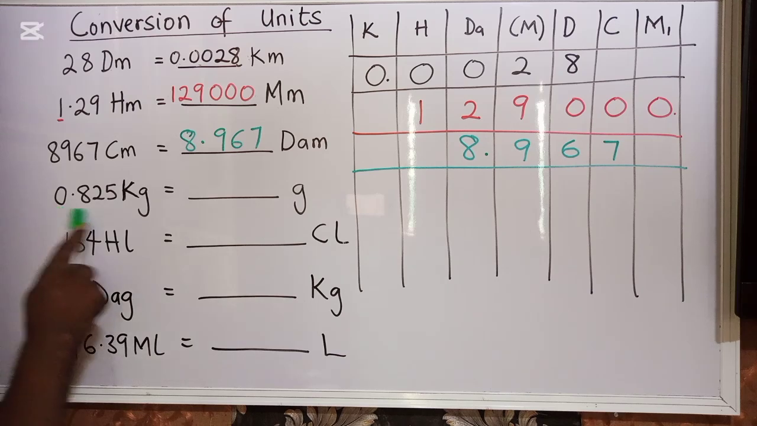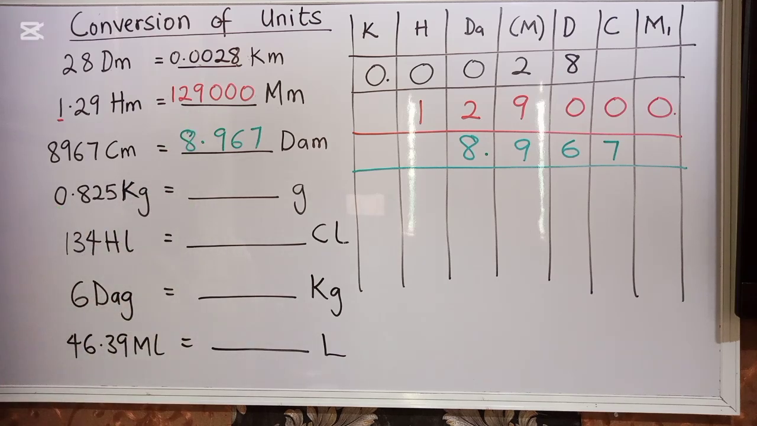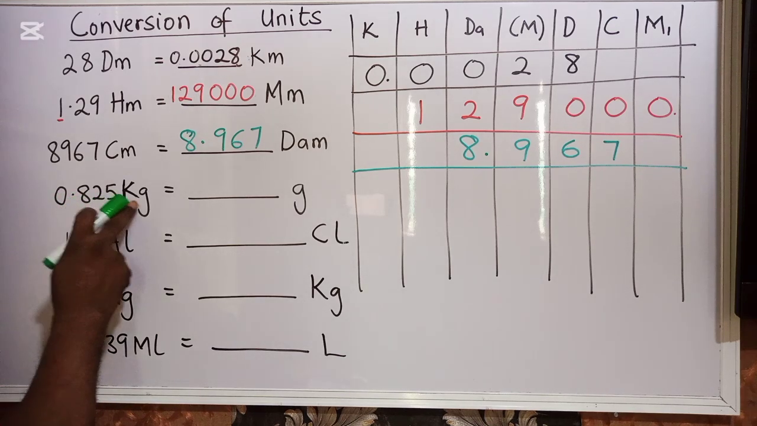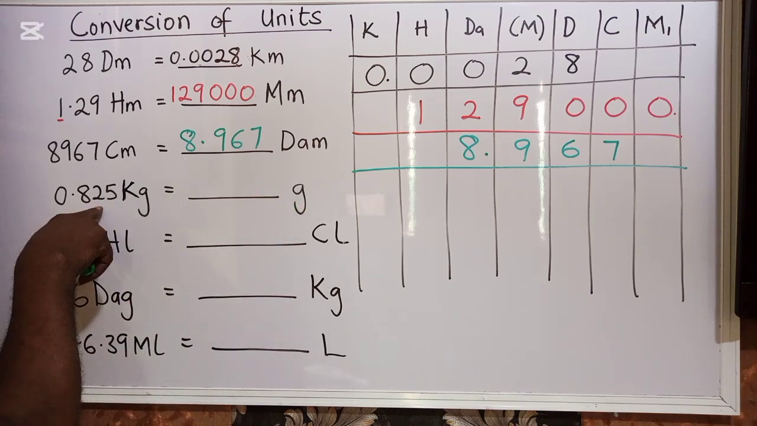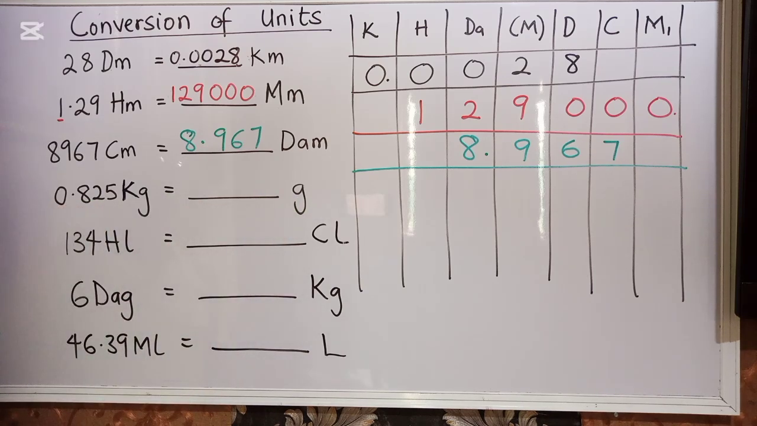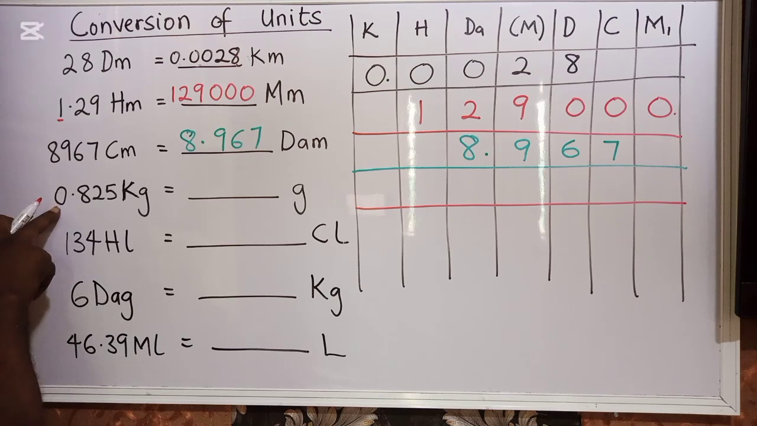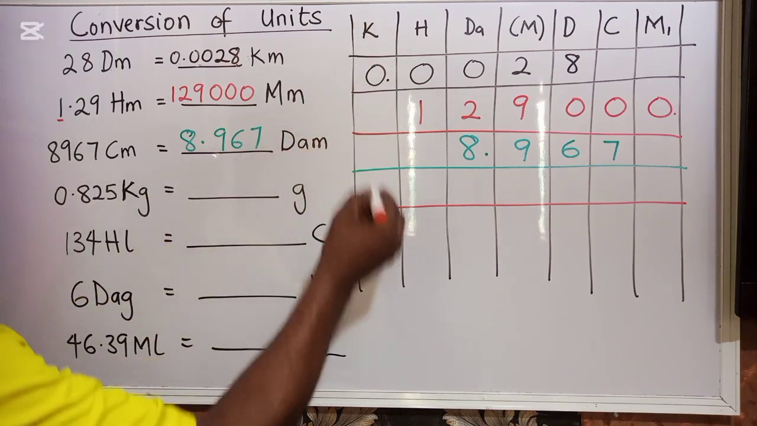Now we are changing the unit, no longer meter but kilogram. We are going to gram, that is weight. We have 0.825 kilogram, and we are going to gram. So we start from kilogram. What is our unit here? Let's draw this line. Our unit is 0, so under the kilogram we will not ignore the 0.